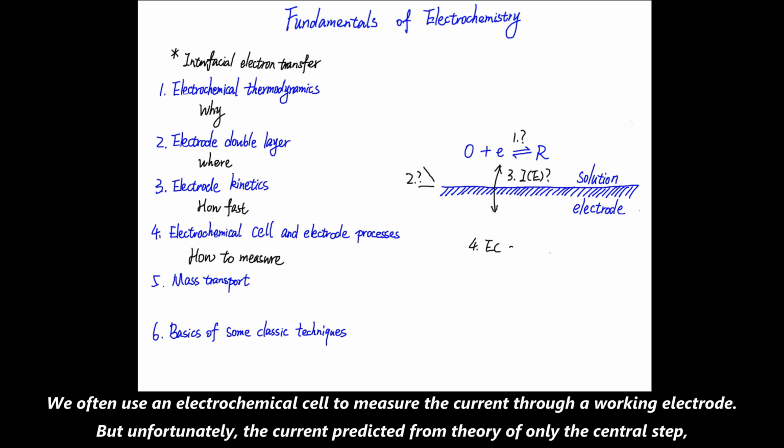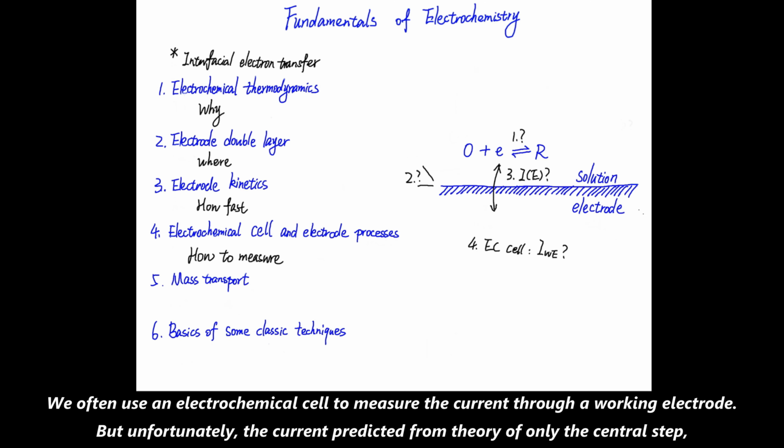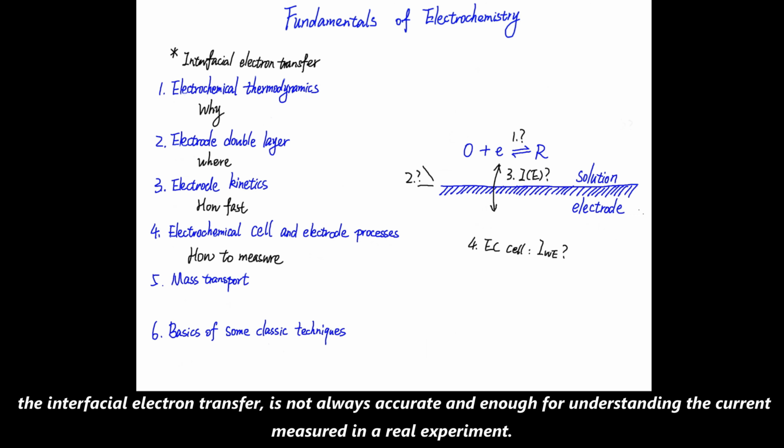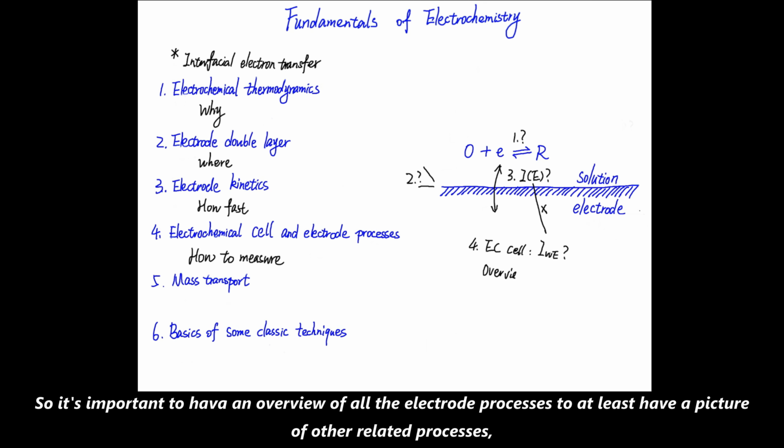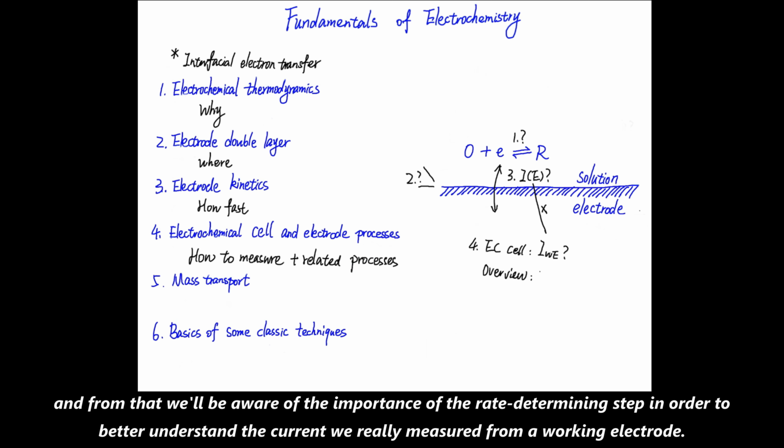We often use the electrochemical cell to measure the current through the working electrode. But unfortunately, the current predicted from theory of only the central step, the interfacial electron transfer, is not always accurate enough for understanding the current measured in a real experiment. So it's important to have an overview of all the electrode processes, to at least have a picture of other related processes, and from that we'll be aware of the importance of the rate determining step in order to better understand the current we really measured from a working electrode.